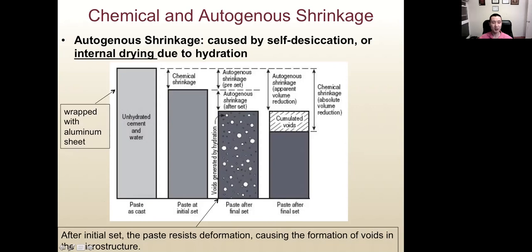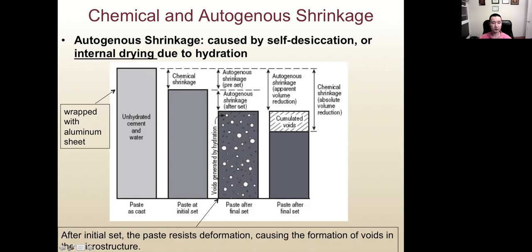All right. So after we introduce chemical shrinkage, let's look at autogeneous shrinkage. Autogeneous shrinkage is caused by self-desiccation in concrete with a very low water to cement ratio. Self-desiccation is also called internal drying due to hydration.